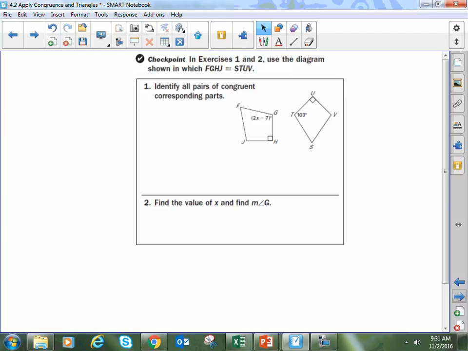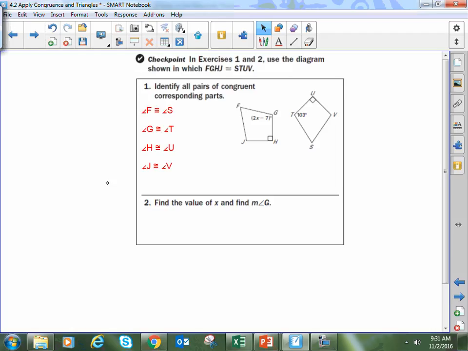Okay, so question number 1 is simply asking you to identify the corresponding parts. So we have to identify the corresponding angles and the corresponding sides. It doesn't really matter which one you do first, but you do need to make sure that you do both. And you don't even need the pictures, because looking at the way that they're named, quadrilateral FGHJ is congruent to quadrilateral STUV. We should be able to just look at where those letters are in their names to identify what angles go together and what sides go together. Or you could just look at the picture, whichever works.